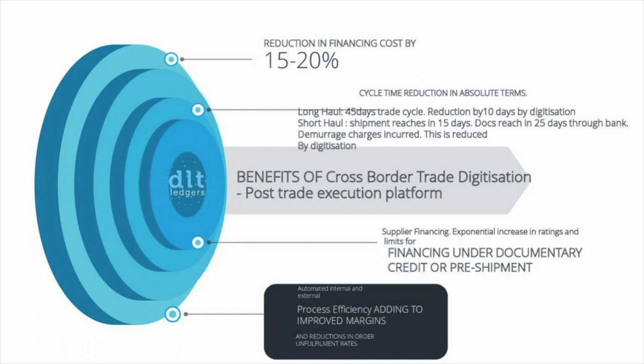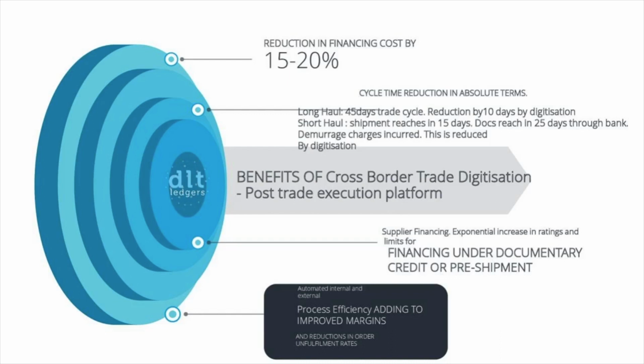Additionally, you look at one of the key things, which is the limit enhancement that you are able to obtain through giving visibility to a bank. That's both at the pre-shipment as well as the post-shipment aspect. So that's one of the key benefits that you get by digitization in cross-border trade digitization.